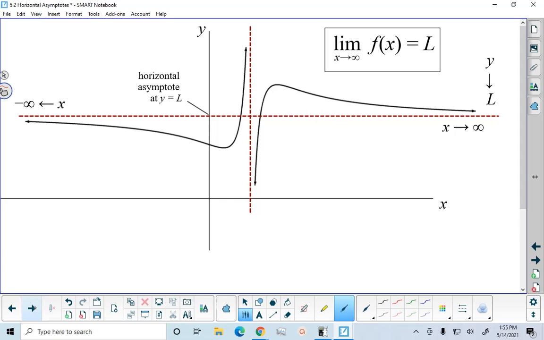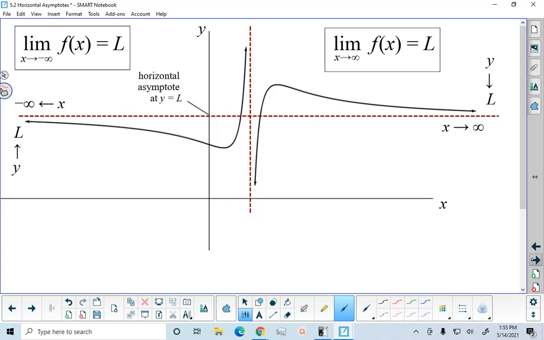On the left-hand side, and again, I'm using a non-standard mathematical notation here, I'm saying as x gets closer and closer to negative infinity, and it's written backwards because x is going to the left, then y will get closer and closer to L. And that means that the limit as x approaches negative infinity is also equal to L. Now, sooner or later, somebody's going to wonder, does the asymptotic behavior on the left have to mimic the asymptotic behavior on the right?